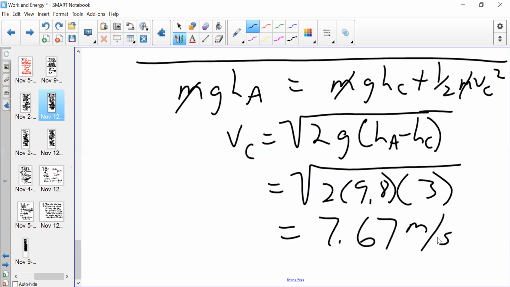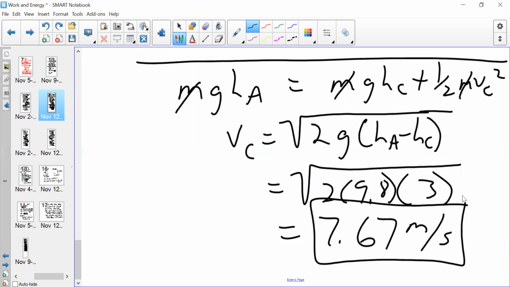And the signs come out as they should because it's increasing speed, so it's going to be positive. Whereas if I was raising it back up, I'd be losing this amount as I get all the way back up to A.